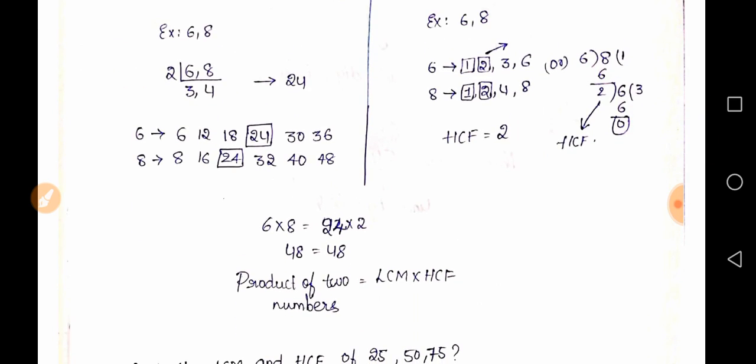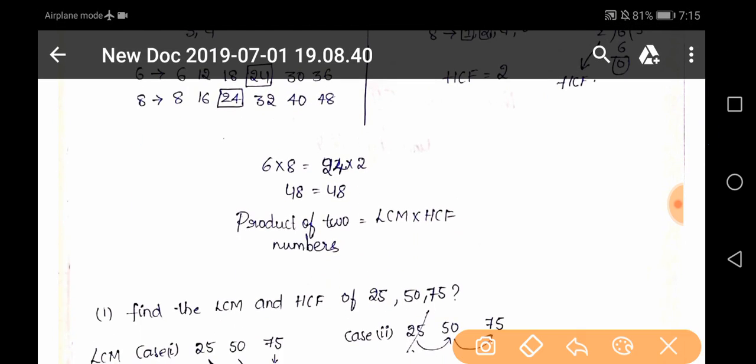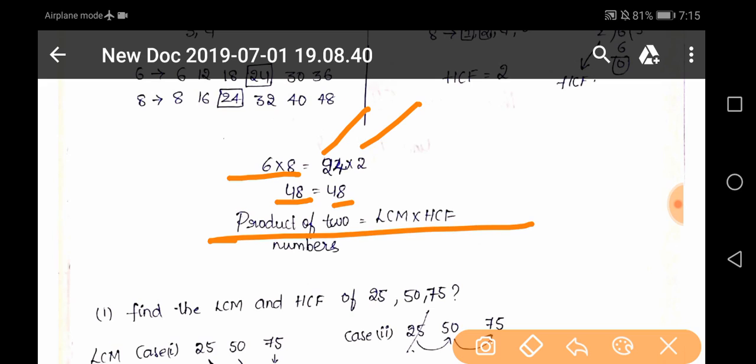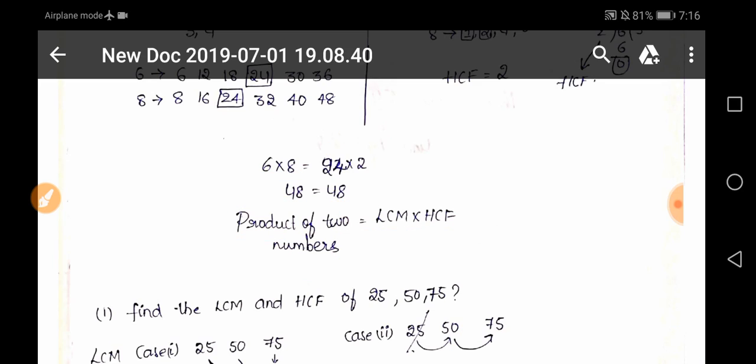See here 6, 8. Here I'll tell you one formula: 6 into 8. The LCM of 6 and 8 is 24 and the HCF of 6 and 8 is 2. So 48 equals 48, right? By this, the product of two numbers is equal to LCM into HCF. This is the formula for LCM and HCF: LCM into HCF is nothing but the product of two numbers.